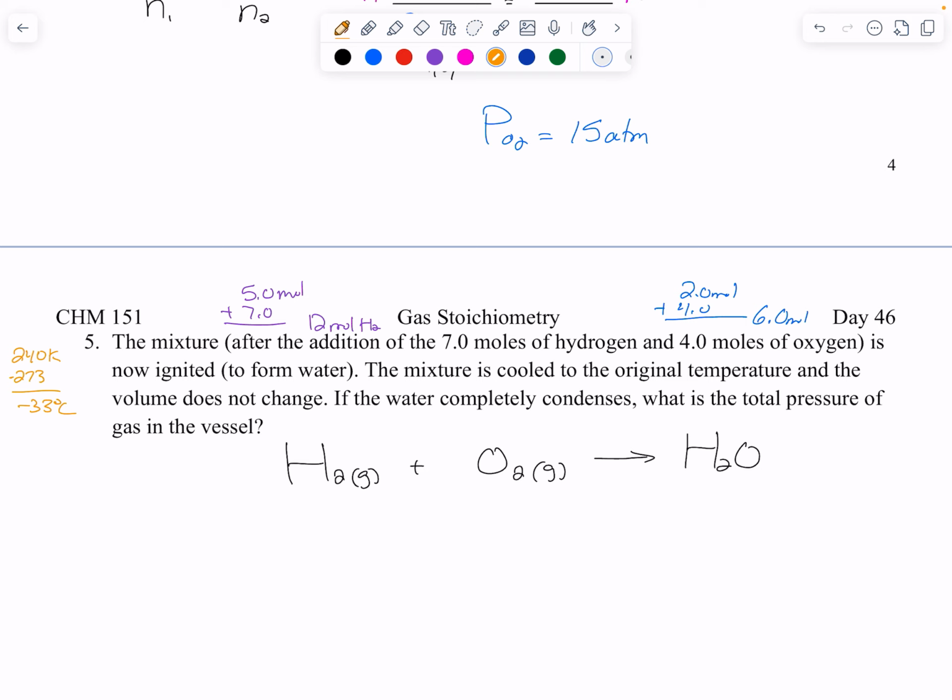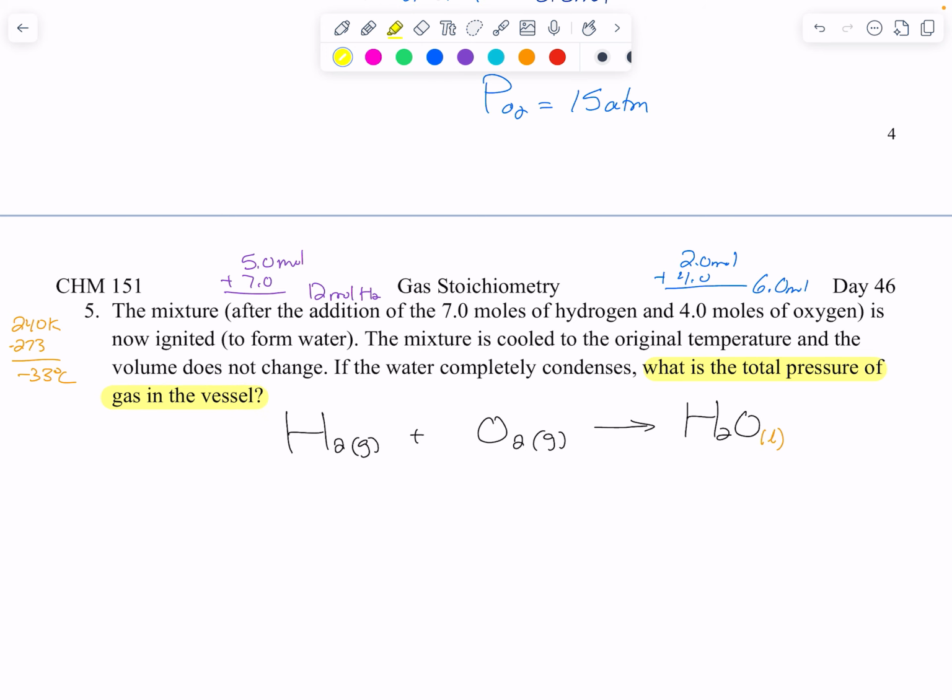And so chances are the water is not just going to be a liquid, it's probably going to be a solid. But we're going to put down the cool to, and the volume doesn't change. The water condenses, we're just going to put an L down because of the temperature. But if you wanted to put an S down, that's probably a wise choice too. The water completely condenses. The question is, what is the total pressure of the gas in the vessel?